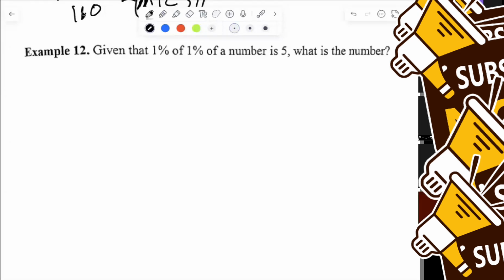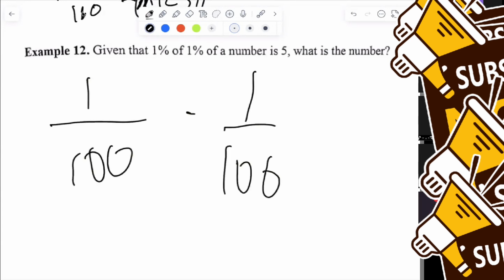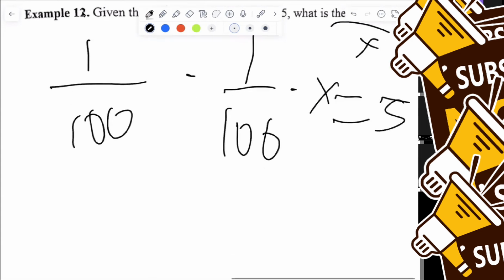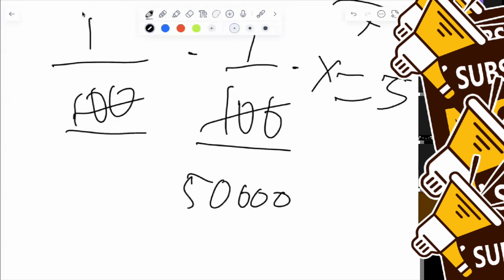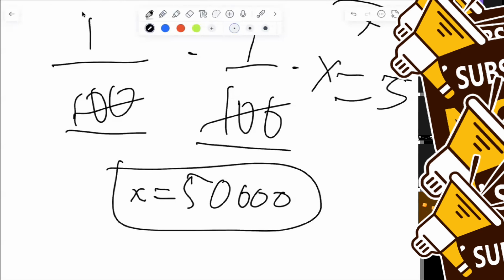All right, let's get started with this question. If 1% of 1% of a number is 5, or 1 out of 100 times 1 out of 100 is equal to 5, oh yeah, we have to add an x because we want to find that number. Let that number be x. We multiply by 100 times 100, or 10,000, to both sides, we get 50,000. This all cancels out, giving us x. So the answer is 50,000.